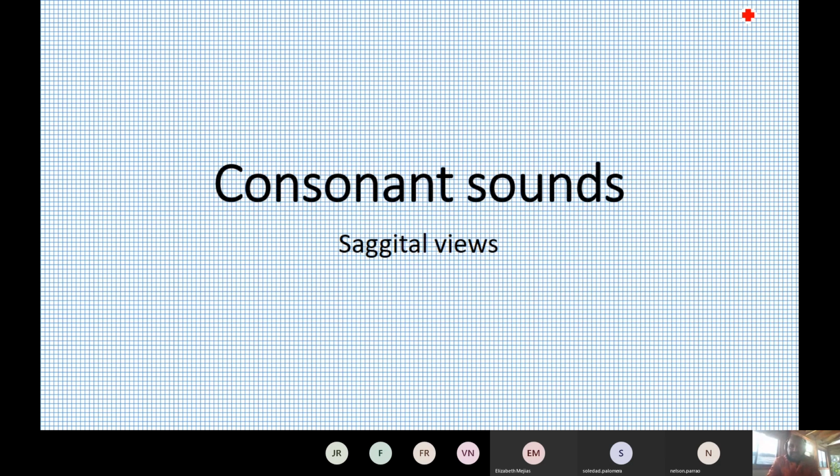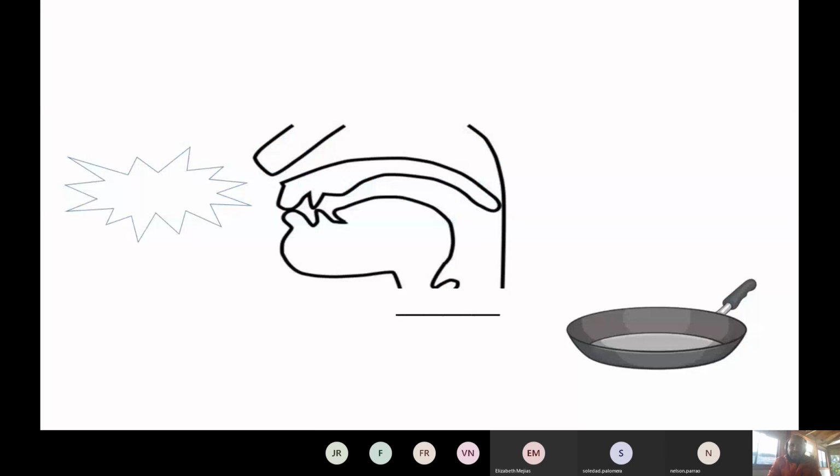So I'm going to show you some sagittal views. Sagittal views is a very fancy name for this type of images. If you pay attention, we're going to play a guessing game. You're going to guess what sound is being produced here. We have this flat line, which represents there is no vibration of the vocal cords. We see that the passage is blocked because the velum is raised, not lowered. So this probably is an oral sound.